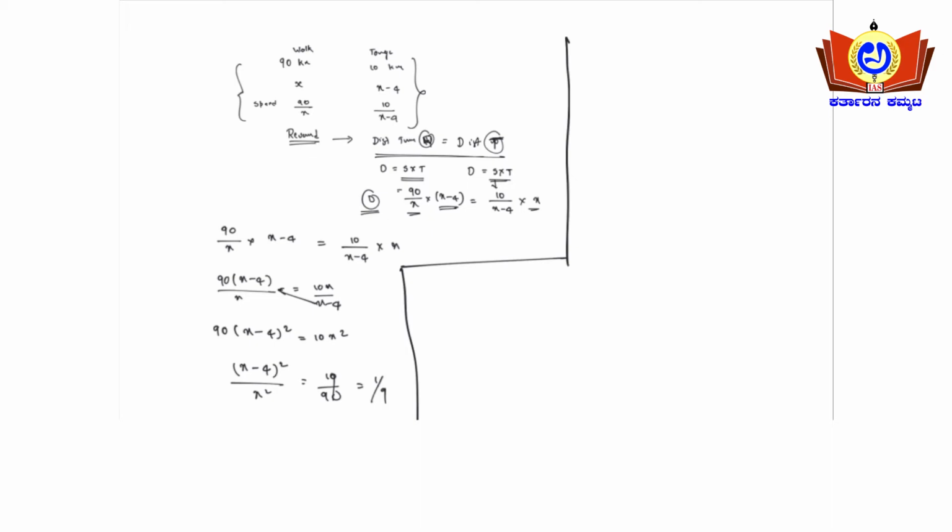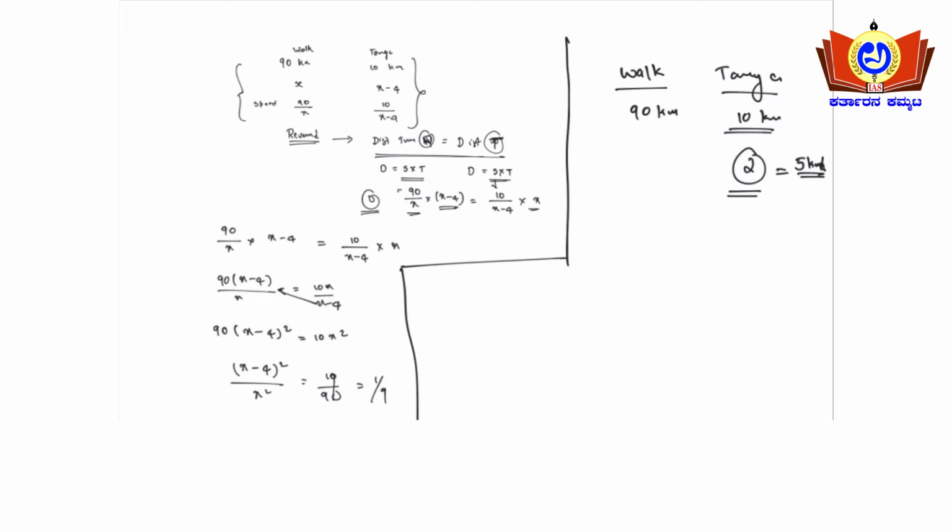Going through the options, when you see option 2, that is 2 hours, the conditions match. If he rode for 2 hours, walk and tonga are there. Walk is 90 kilometers and tonga is 10 kilometers. If he rode for 2 hours, what will be the speed? In 2 hours he has covered 10 kilometers, so the speed will be 5 kilometers per hour.